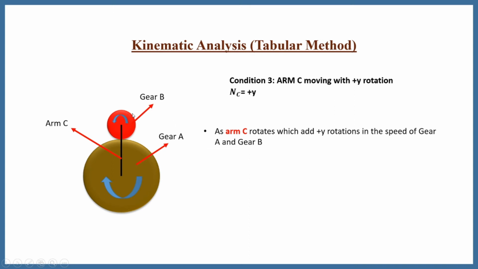Now we have considered the first three conditions. In the first condition, the arm is fixed and gear A, that means the input gear, completes the +1 rotation. In the second case, the arm is fixed and gear A completes the plus x rotation, and in the third condition we need to add the y rotation of the arm. That means we need to give the rotation to the arm. Because of this, what happened?